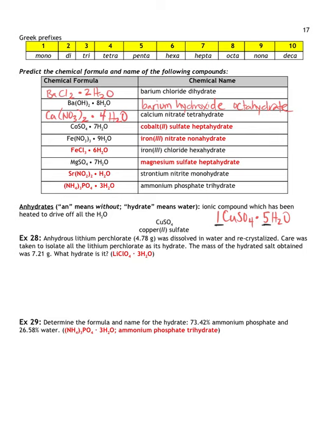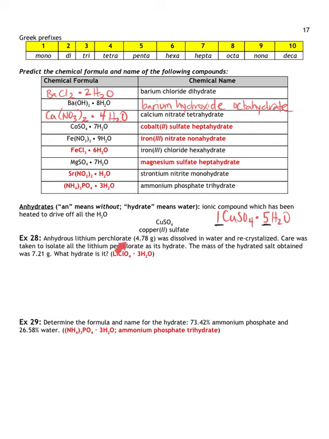In this problem, it says anhydrous lithium perchlorate was dissolved in water and recrystallized. Care was taken to isolate all the lithium perchlorate as its hydrate. The mass of the hydrate salt obtained is 7.21. What is the hydrate? So here's your anhydrate, and this is your hydrate.